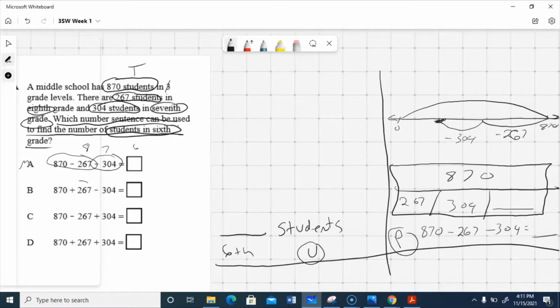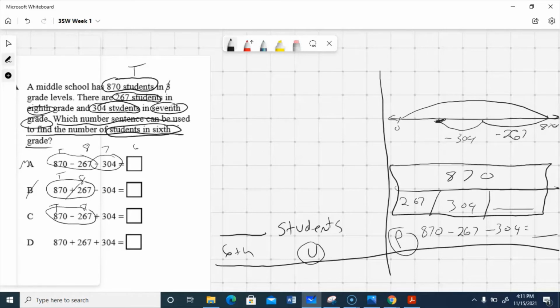Right here is showing adding the total amount of students and then adding the 8th graders to it. That will not work. Okay, so we can eliminate answer choice B. Okay, this answer choice right here does show the total as being 870, and it has us taking away the 8th graders.